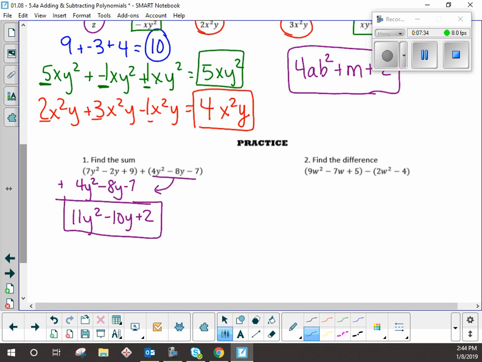And so on number 1, it said find the sums. That means adding. Number 2 says find the difference. Difference means we're subtracting. In this particular problem, though, it's coming from this subtraction right here. We're finding the difference between this group of things, this polynomial, and this group of things, that polynomial. So what am I going to tell you to do with that minus that's right there?